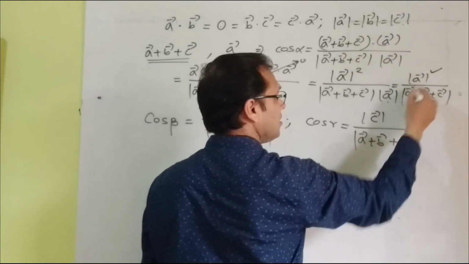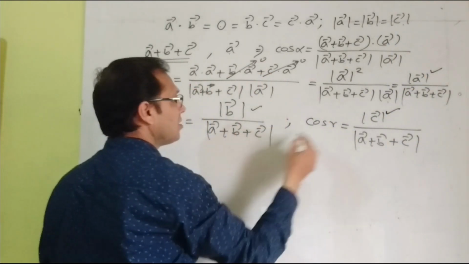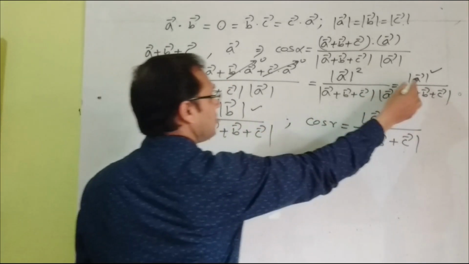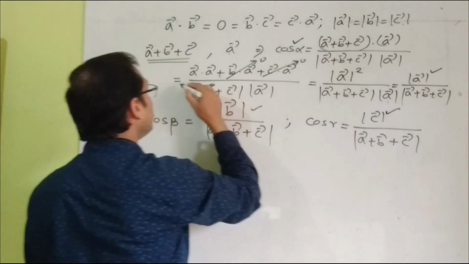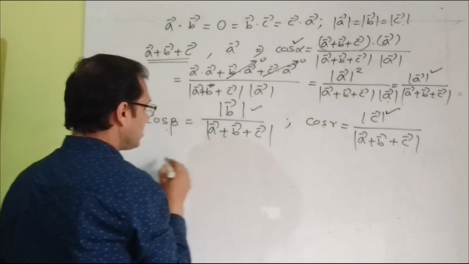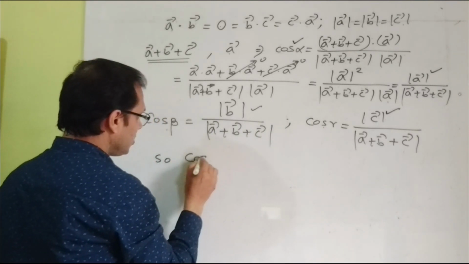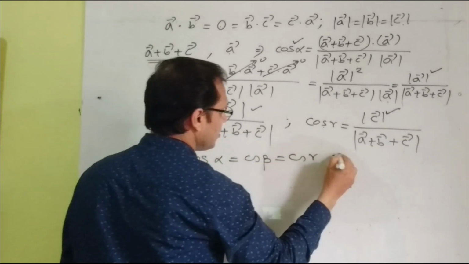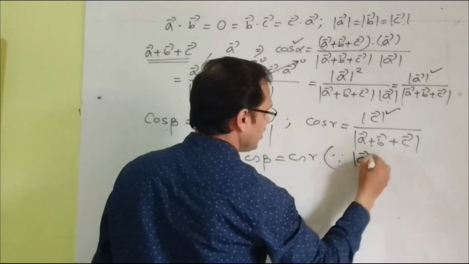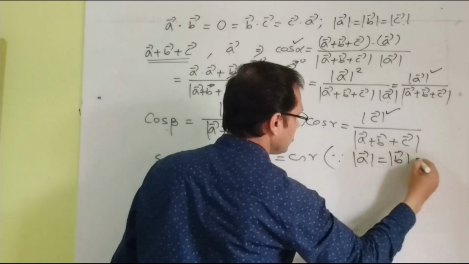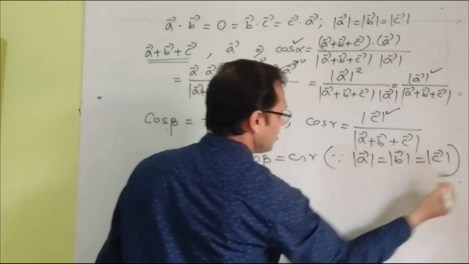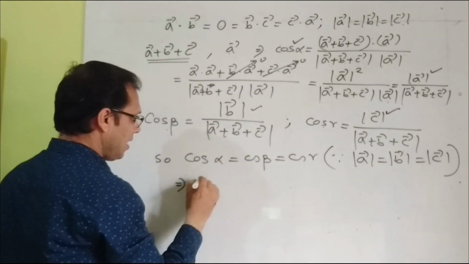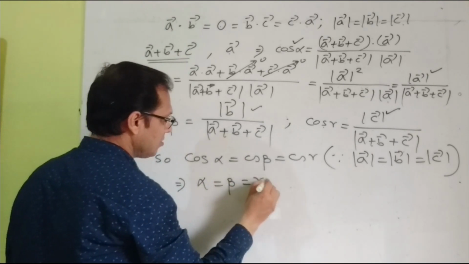So cos alpha is equal to cos beta is equal to cos gamma, since A vector magnitude is equal to B vector magnitude is equal to C vector magnitude. That implies alpha is equal to beta is equal to gamma, hence proved.